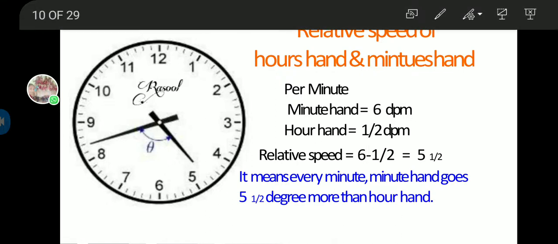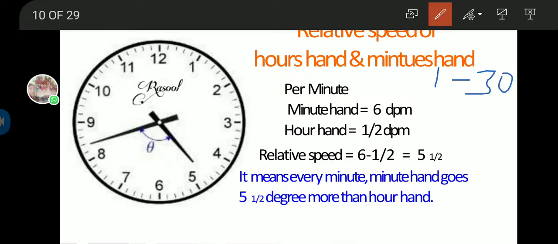Relative speed of the hour hand and the minute hand. Relative speed per minute: the minute hand, 6 degrees per minute; the hour hand, half a degree per minute. So how did we get this? In 1 hour, the hour hand moves 30 degrees. Am I right?